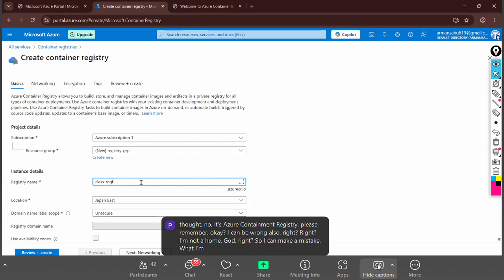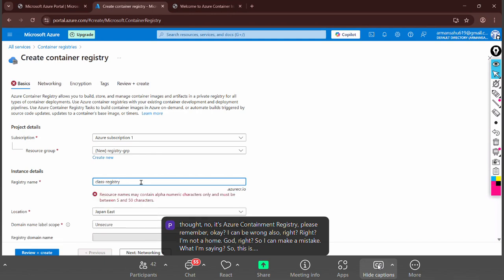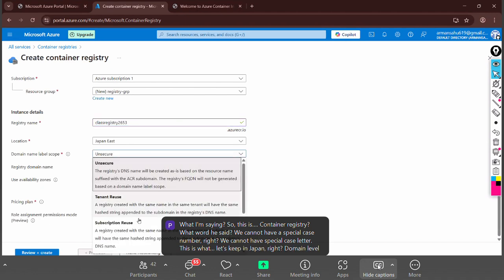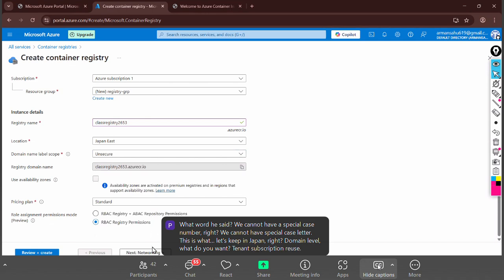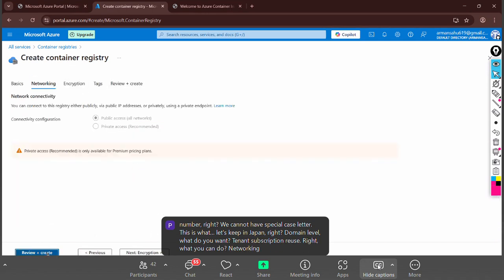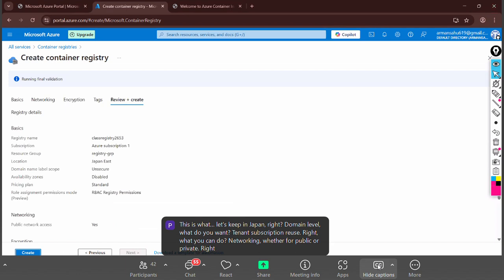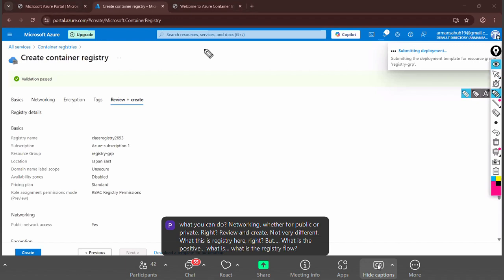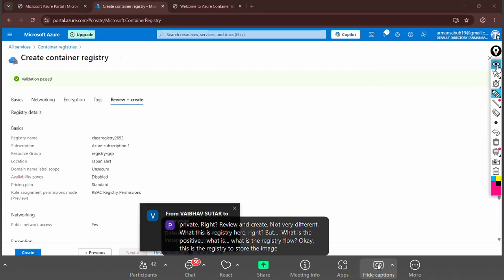So this is the container registry. We cannot have a special case number or special case letter. Domain level, what do you want? Tenant, subscription, reuse. Networking, whether public or private. Review and create. What is this registry here? What is the registry flow? This is the registry to store the image, right?